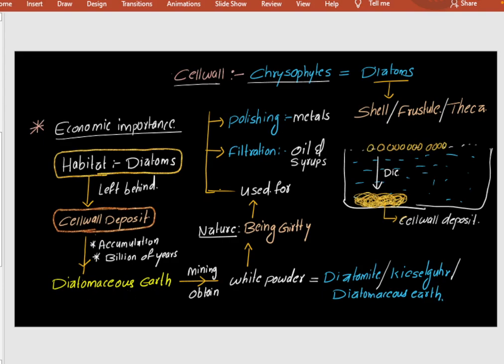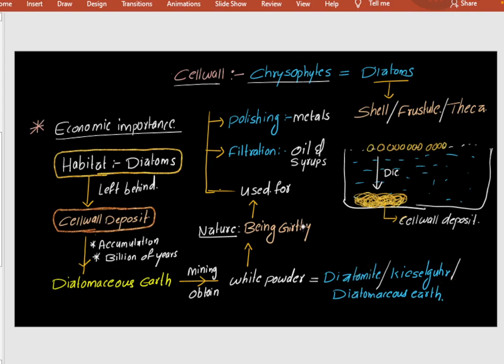What is it called? Diatomaceous earth. So what will we do? We will mine it, we will extract it, and when we extract it, we will get a white powder. That is called diatomite, Keshalgur or diatomaceous earth. Not dynamite. Atom should be coming here. Please remember, dynamite will also be used, but dynamite and diatomite differ. Atom should be there. Okay, diatomaceous earth. Is it clear?